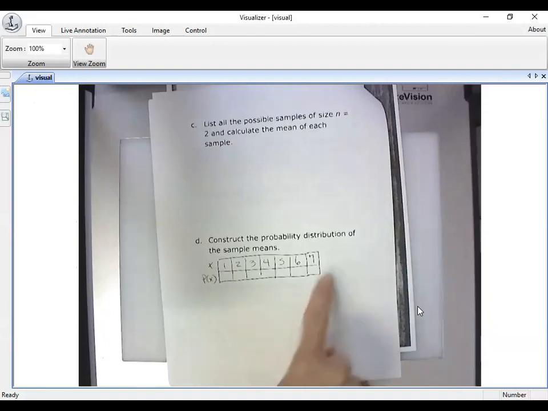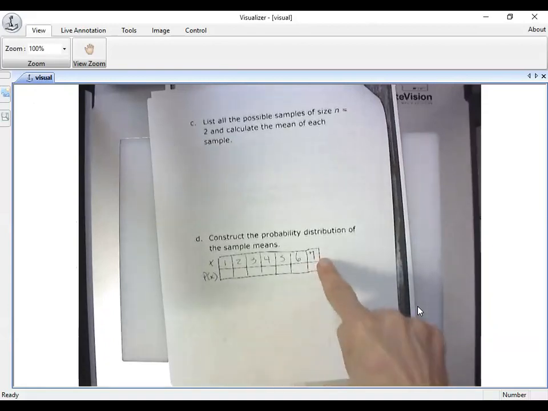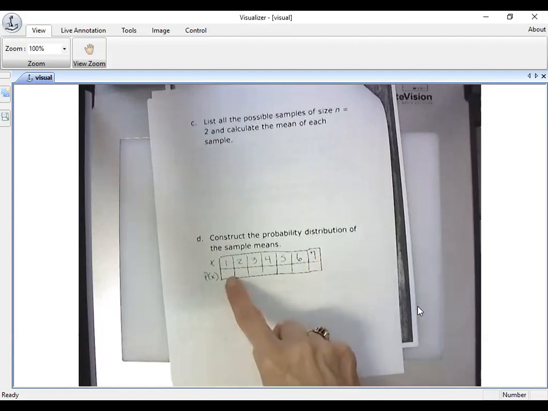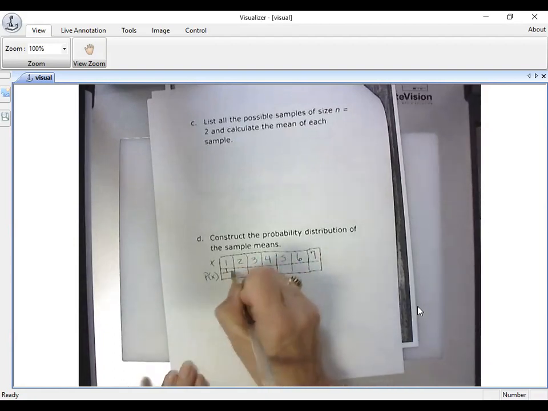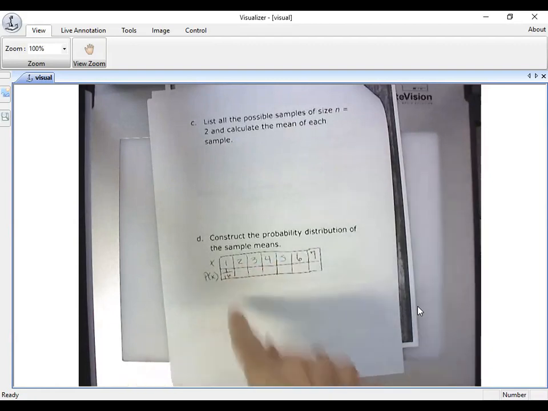So if I were to make this probability distribution table, what I'm going to need to do is look at how many times I had a mean that was 1 out of those samples. Do you remember? It only happened 1 time. Out of how many different samples did we have? 16. Okay, so I'm going to put the probability there.